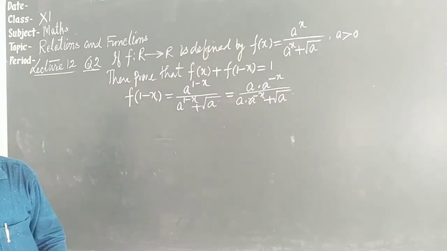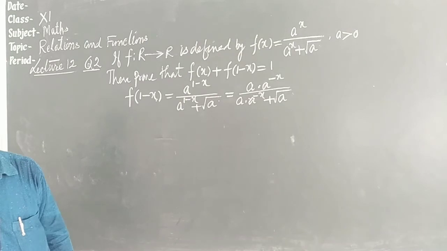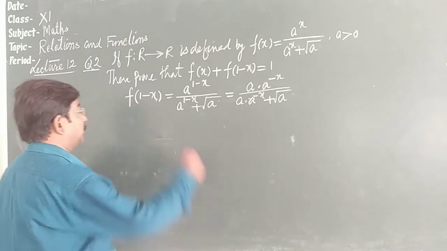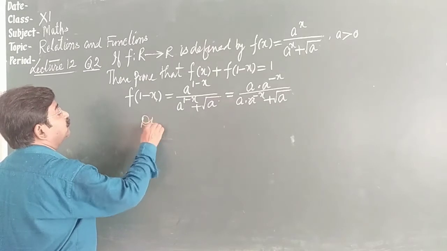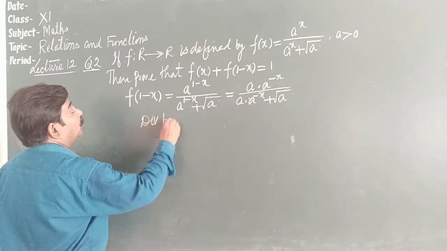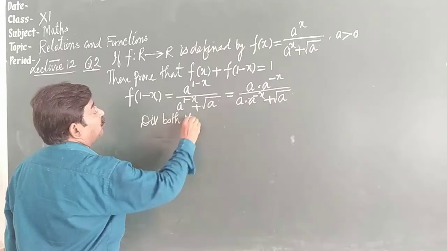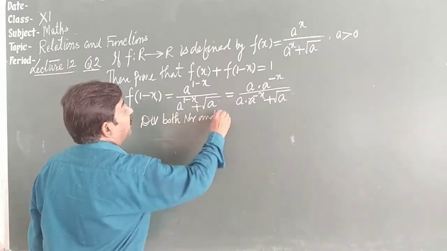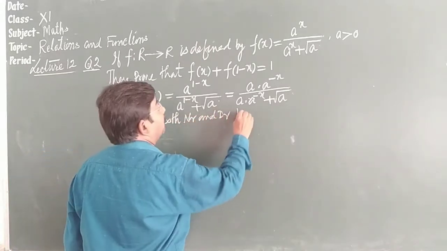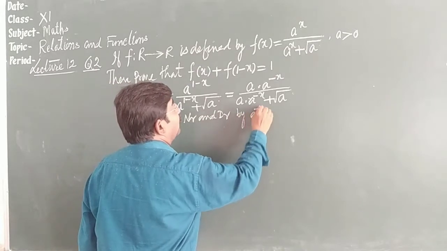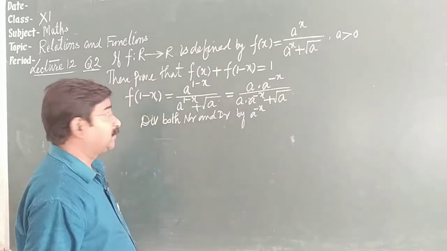Divide both numerator and denominator by a to the power minus x. See, dividing both numerator and denominator by a to the power minus x. This is a trick. You have to learn this.